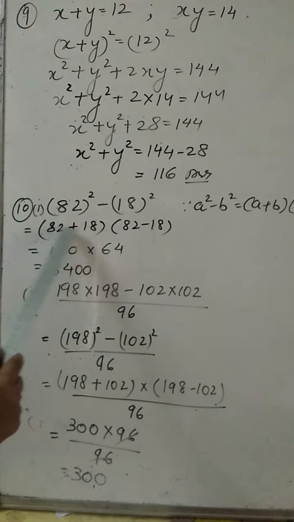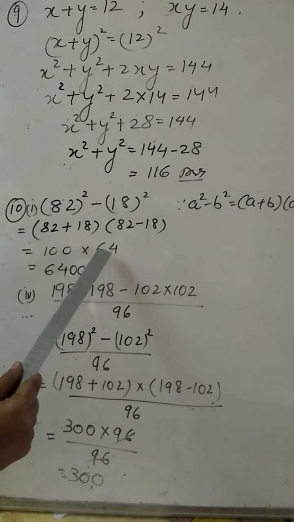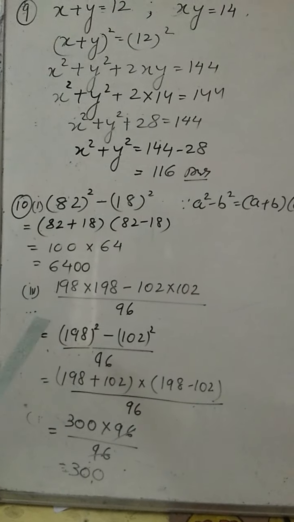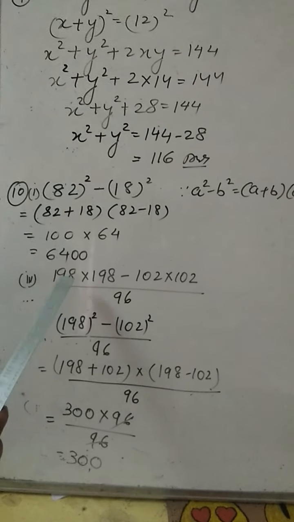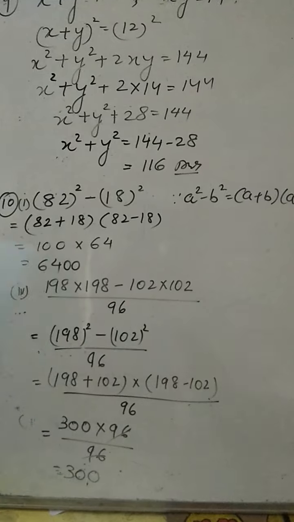Now solve these two. When you add, you will get 100. When you subtract these two, you will get 64. So 64 into 100, that is 6400. This is your answer. One more question. This is from your book only, an exercise question: 198 into 198 minus 102 into 102 divided by 96.